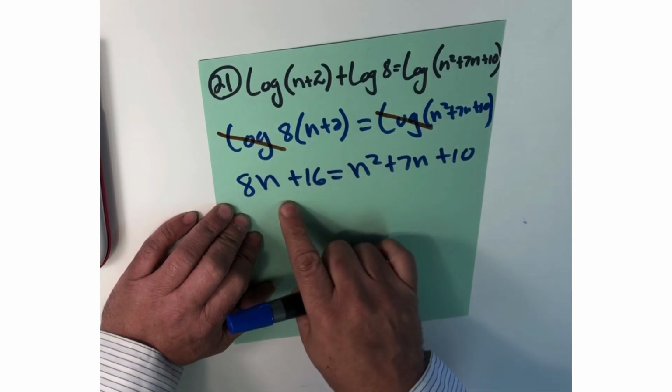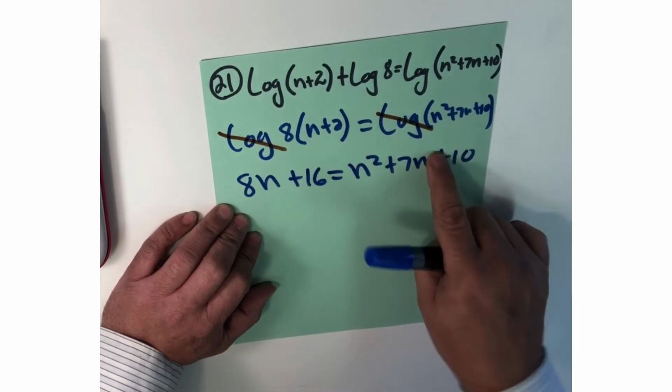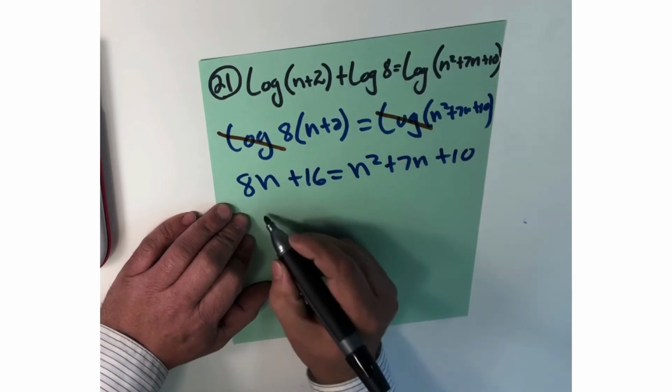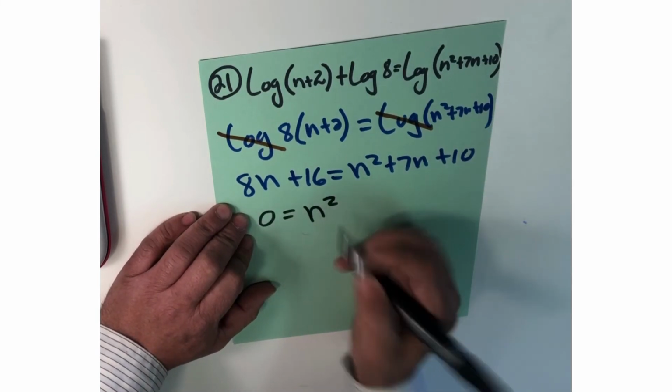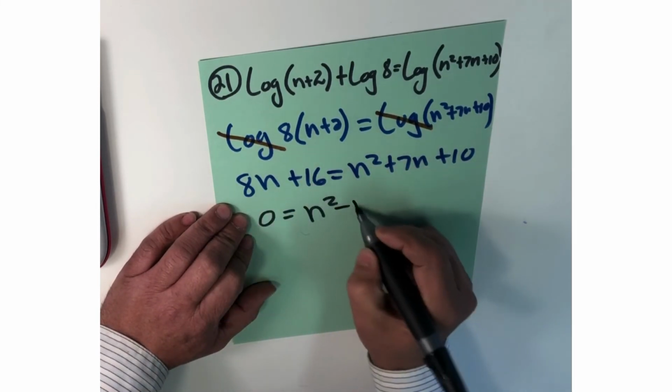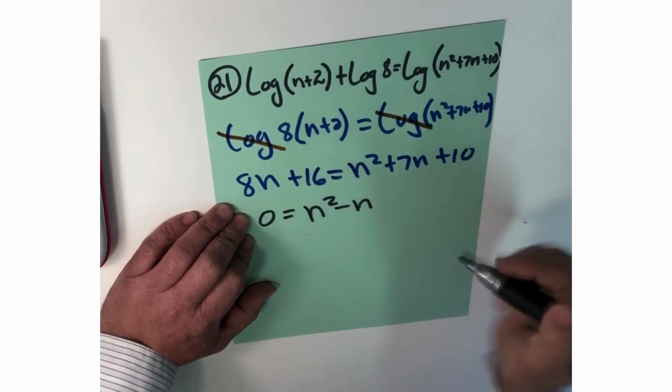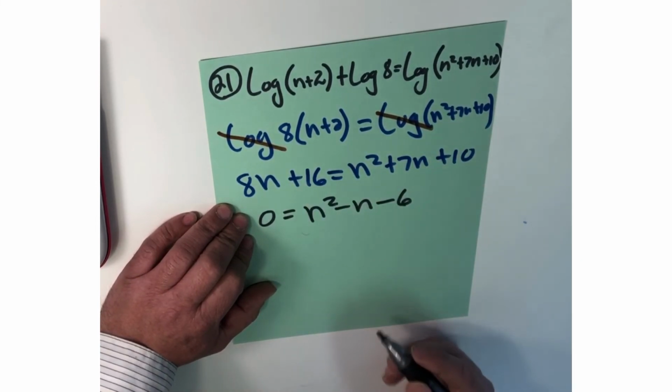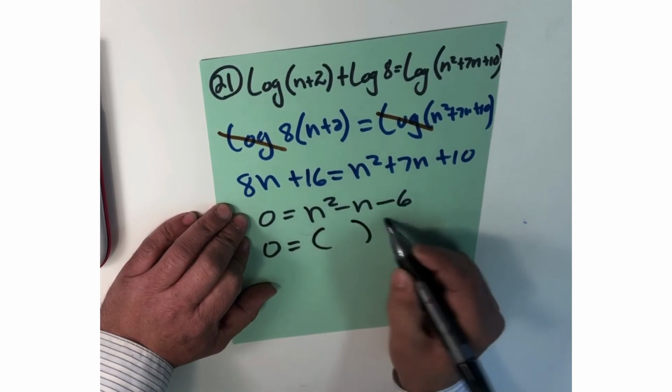So let me set it equal to 0, which is called standard form, and take everything to the right-hand side. 0 is equal to n squared, minus 8n plus 7n is minus n, minus 16 plus 10 is minus 6. 0 is equal to my two factors.